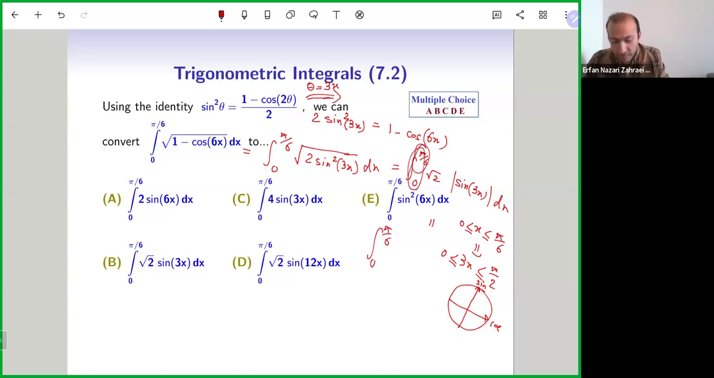If these numbers were something else, so that you would land in this quadrant or this quadrant, then sine would be negative. Then absolute value would bring a negative sign. You need to do a sign argument. But in this case, absolute value is redundant because I'm in the first quadrant. I get sine 3x dx. And the correct answer is B.